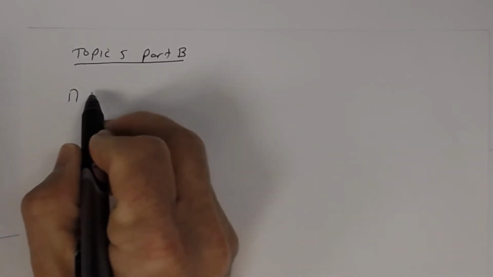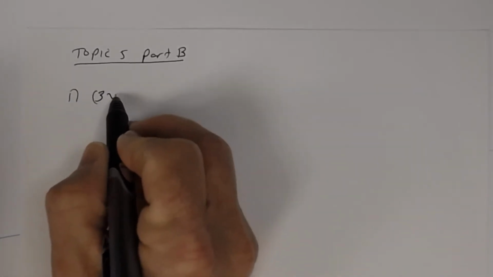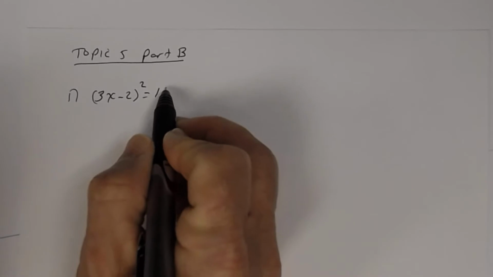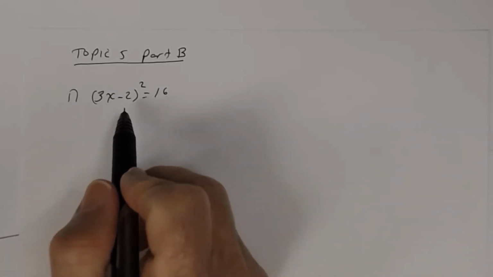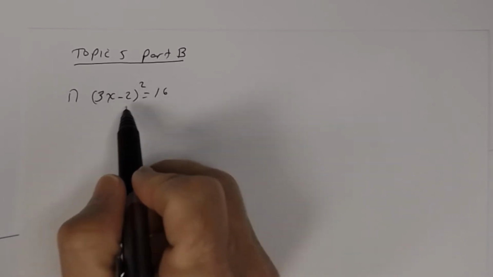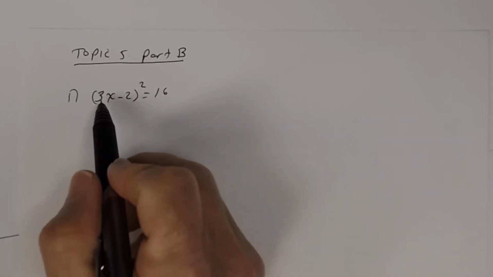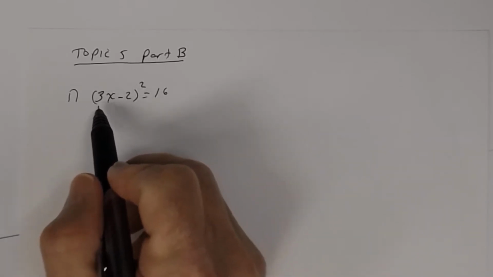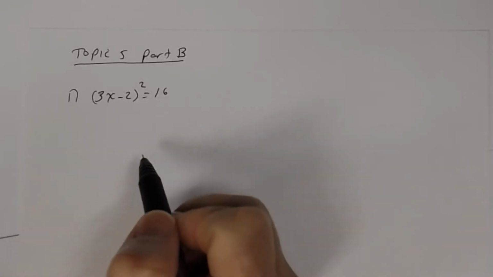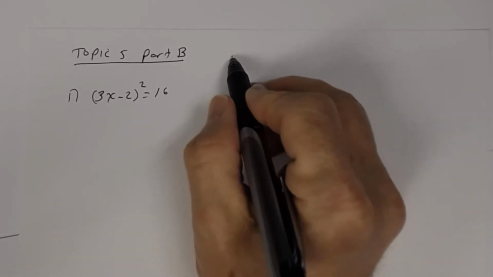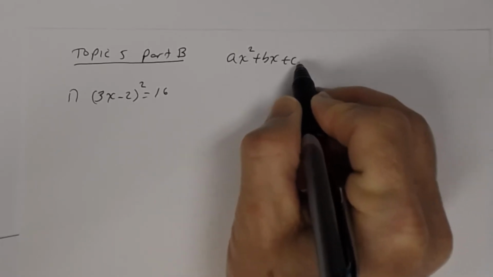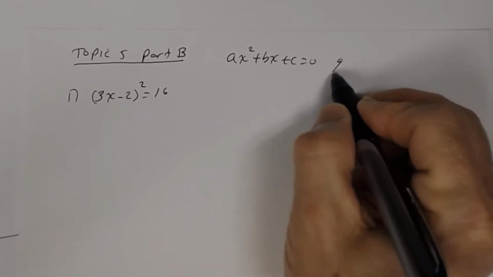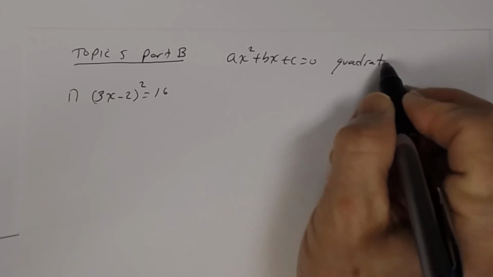You had 3x minus 2 squared equal 16. Okay, so notice I have this quadratic equation. This is quadratic because if you were to FOIL this out, you would get a quadratic equation. 3x times 3x is 9x squared. All right, so you get this quadratic equation. So remember, a quadratic equation has this form, ax squared plus bx plus c equals 0. That's the form of a quadratic equation.